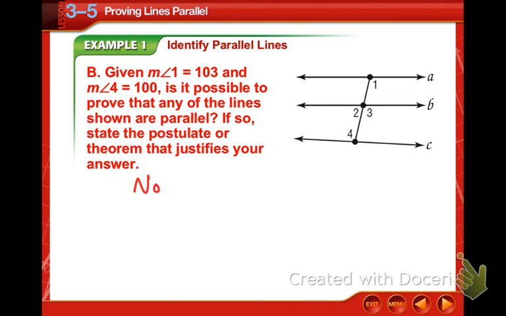So, no, the angles are not congruent. Shorten it up a little bit, right?